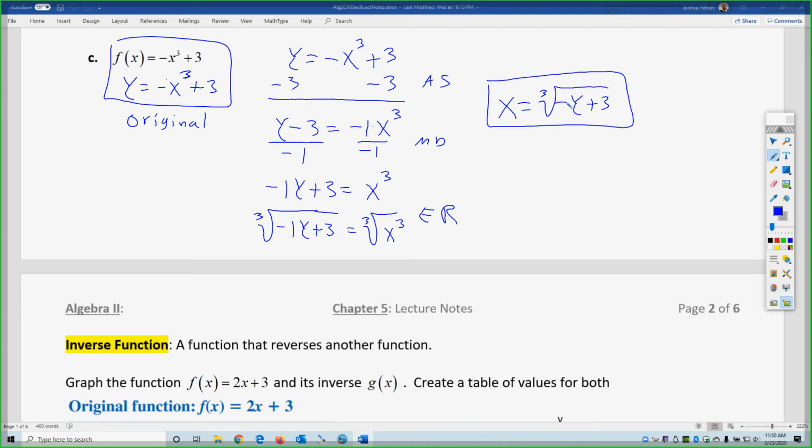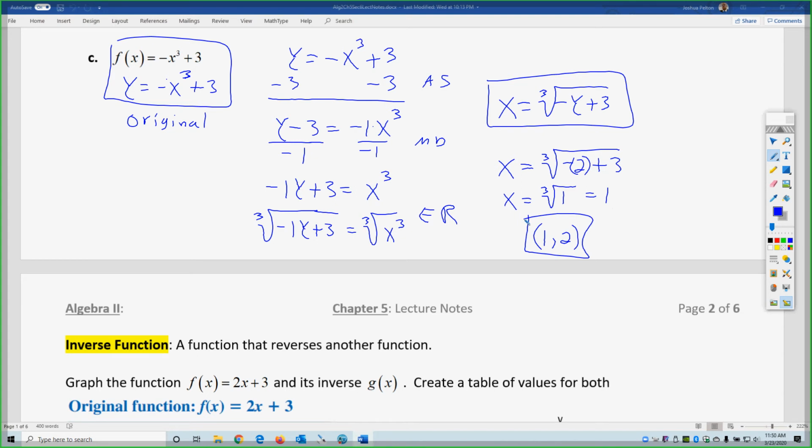Okay, and lastly we want to plug in an output of 2, which means y is 2. So x equals the third root of negative 2 plus 3, because we're plugging in the 2. So x equals the third root of 1, which is 1. Therefore there exists a point of 1 comma 2 on this function.